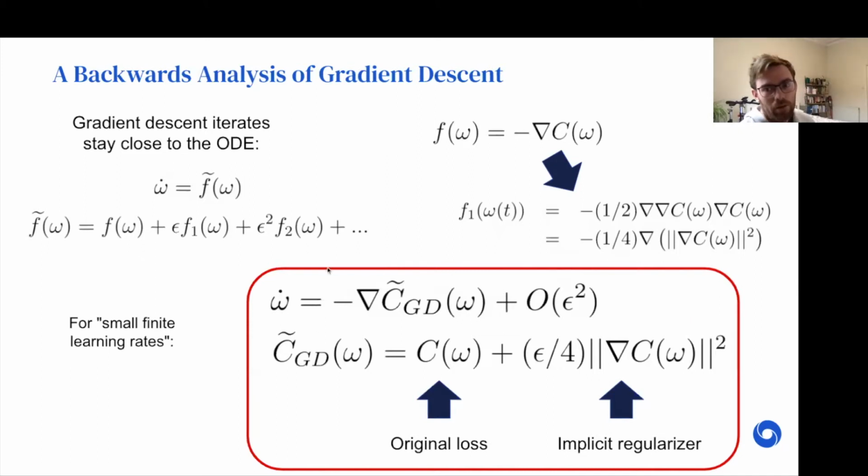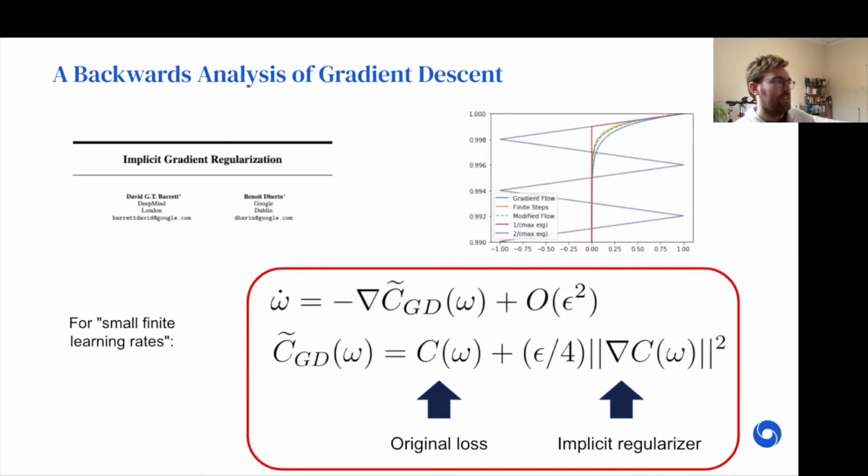but not gradient flow on the training loss C of omega, but rather gradient flow on this modified loss C tilde. And as we saw right at the start of the talk, this modified loss C tilde will contain this source of implicit regularization on the right. And the scale of this implicit regularizer on the right is proportional to the learning rate. So, I think this is a really neat result. It's very simple to derive, but quite surprising, I think.